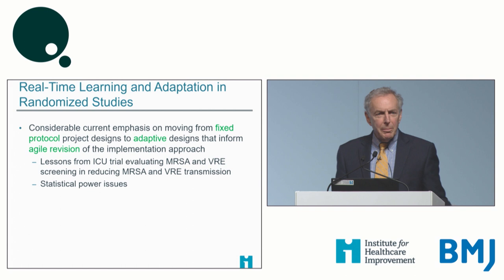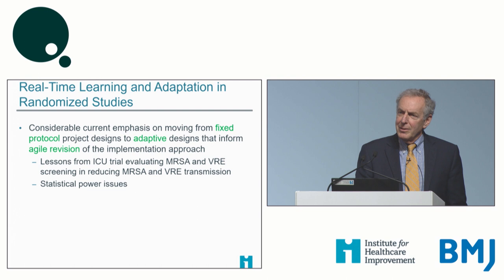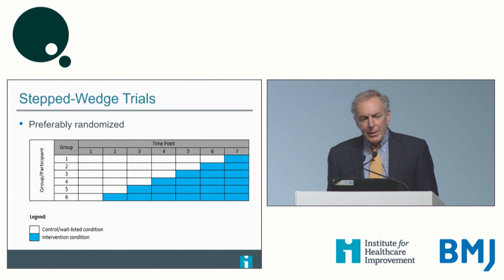So it does raise statistical power issues when you adapt. You obviously have issues with statisticians, but I'd rather adapt than go 3 years and have a protocol that doesn't work. Stepped wedge trial is really useful in quality improvement.